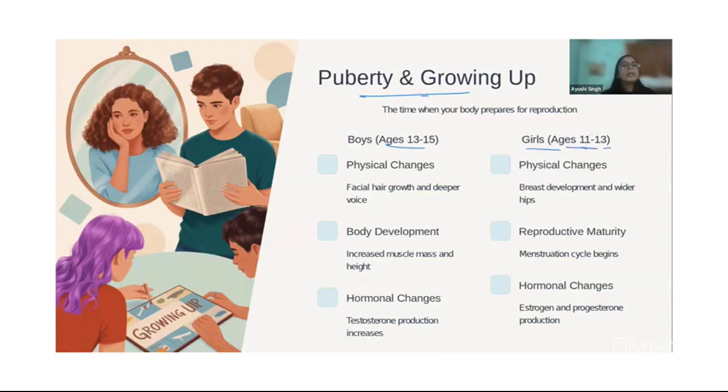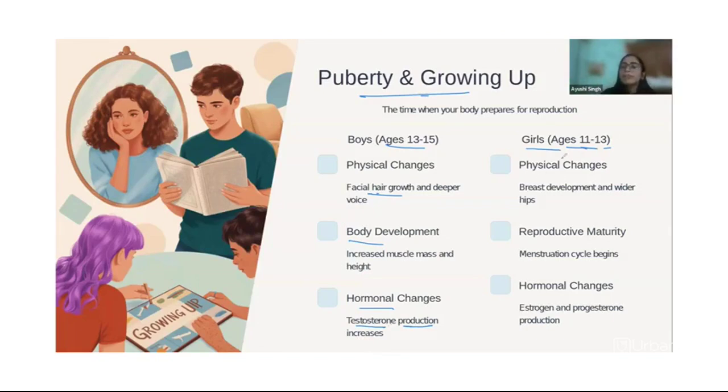Now what are the changes that occur in the body of a boy? That is facial hair growth, you will notice, right? And the voice will become very hoarse. And you will notice increased muscle mass in them. The height will also suddenly increase after summer break. You will see an immense amount of difference in the height of you girls and the boys. Then hormonal changes. So testosterone production will increase, and ultimately it will start producing more and more sperms.